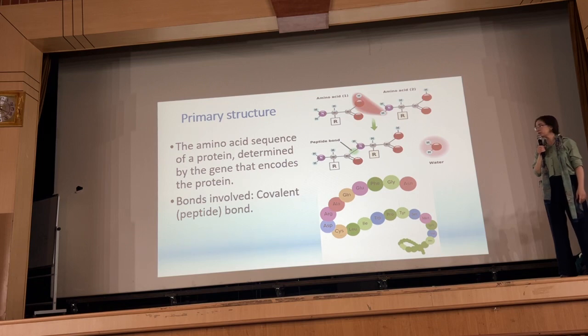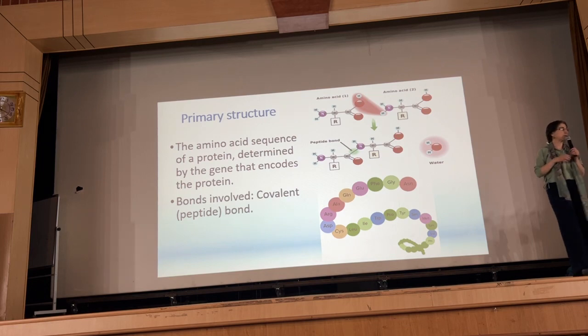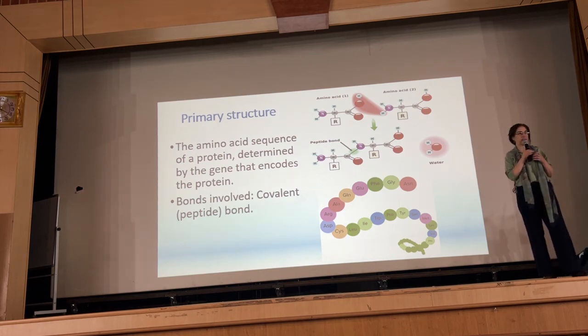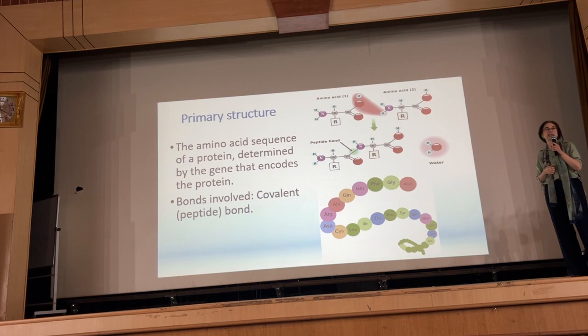What determines what amino acids exist in a certain protein and in what order is the genetic code on the genes. So this is what we mean when we talk about gene expression. A gene is a piece of DNA that expresses itself by having information to make a protein. The gene is transcribed into messenger RNA. Messenger RNA is then translated into proteins.